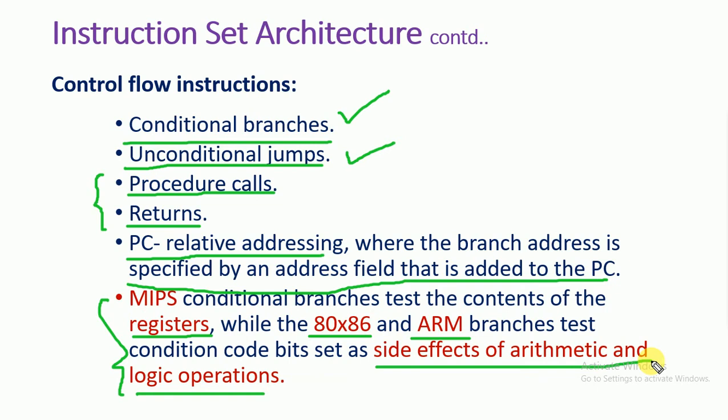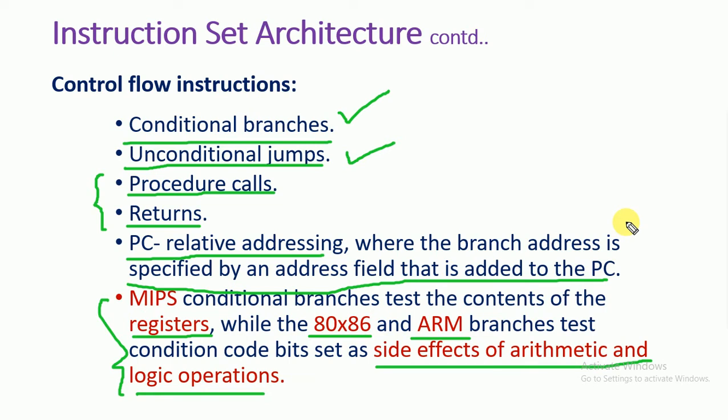But in the case of MIPS, it just looks at the content of a register. If the register contains less than 40, or greater than 100, whatever the value is, accordingly it will do the branching. But in the case of 80x86 and ARM, after an addition, whatever value we get, accordingly as a side effect of that operation, the conditional branching will happen. So that is all about control flow instructions.